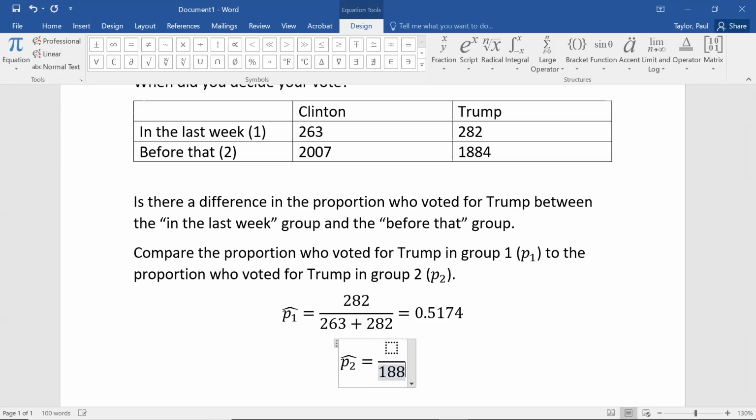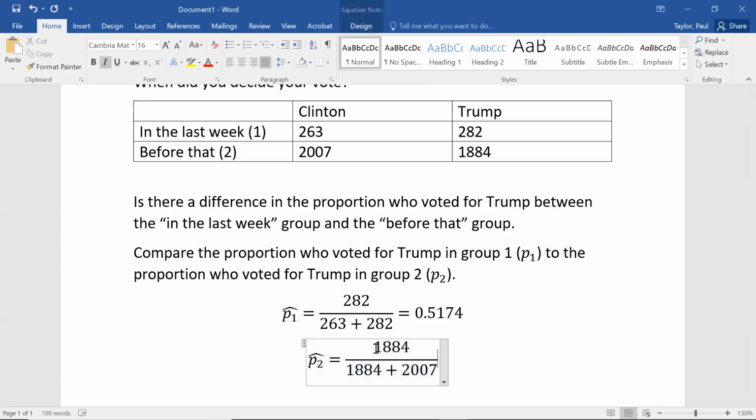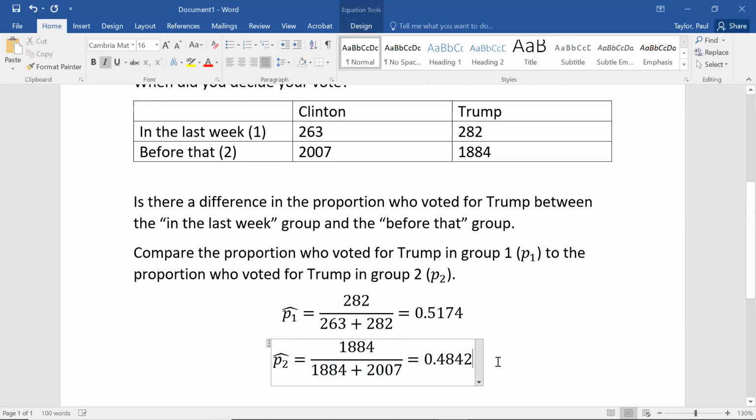So the total number in group 2 is 1884 plus 2007, and the ones who voted for Trump was 1884. So our proportion in group 2 is 48.42%. Okay, so group 1, the proportion who voted for Trump is bigger than the proportion in group 2. Quite a bit bigger, like that's more than 3%.